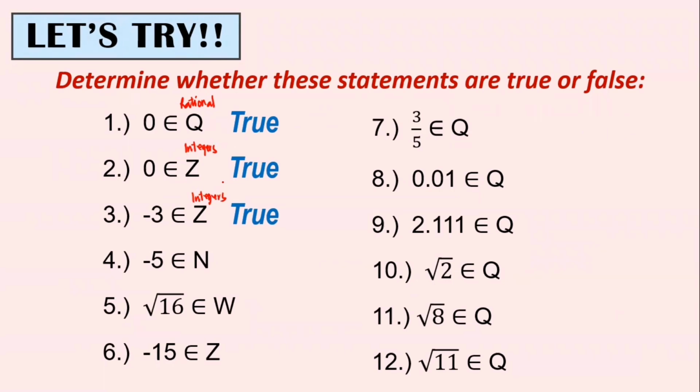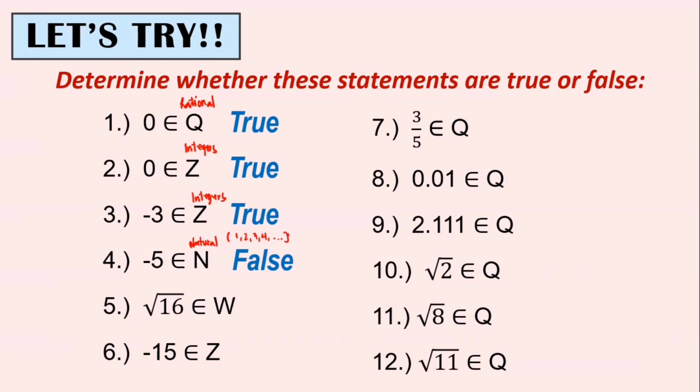Number 4, negative 5 is an element of the natural numbers. Okay, this is false. It's because ang natural number natin ay yung mga 1, 2, 3, 4, up to positive infinity. And how about number 5, square root of 16 is an element of whole number?